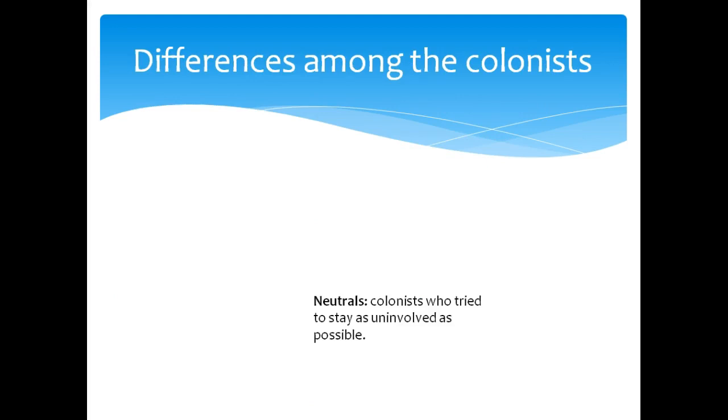So there were some differences amongst the colonists, and this is what we're going to talk about. This was the essential question, and this is what you're going to work more on with your assignment for today. So first you had the neutrals. The neutrals were the colonists who just didn't want to be involved. They're like, leave me alone. I don't care what side you're on. I'm just doing my own thing.